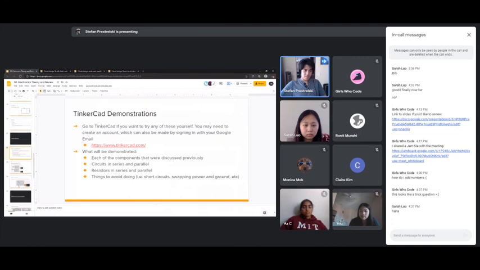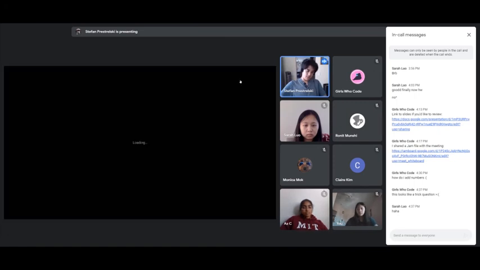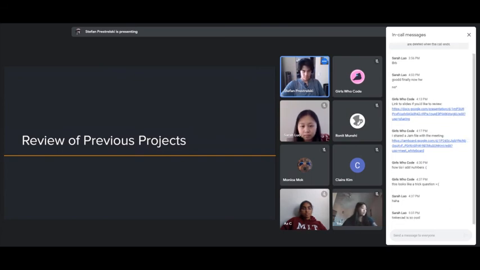I have a couple of slides for those who aren't here or some reviewing it. So, any questions on the demonstrations before we go into the review of some of the stuff we've done previously? Yes, Tinkercad is quite cool. What Tinkercad can allow you to do is model a circuit like an actual physical circuit.